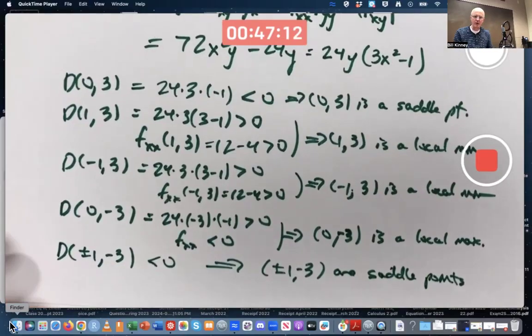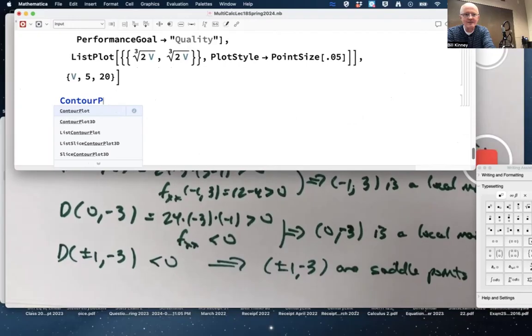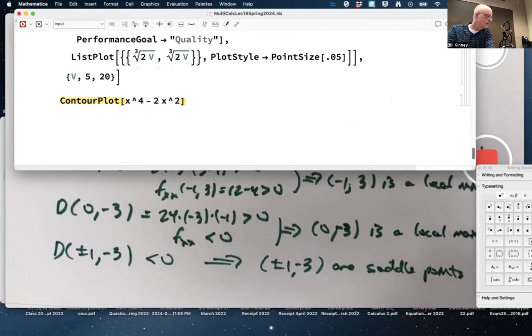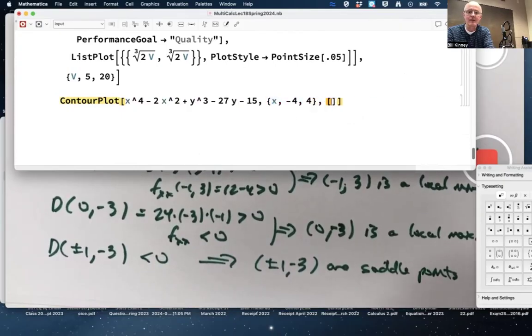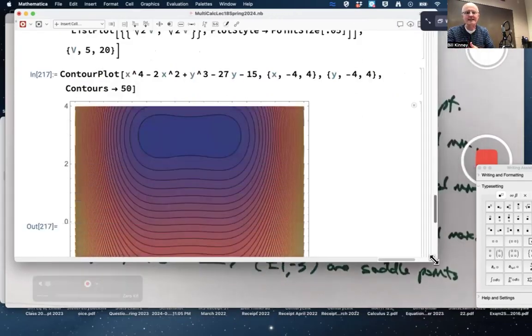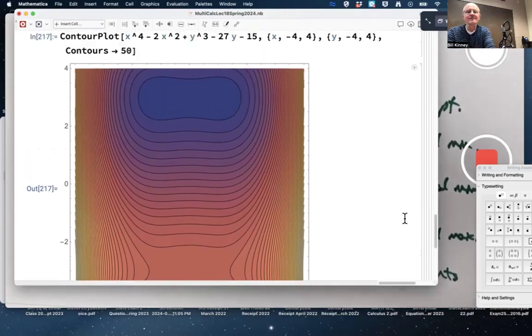Let's end class by seeing if we're right by a graph. Contour plot of this function. What's the function? X to the 4th minus 2x squared plus y cubed minus 27y minus 15. The minus 15 doesn't really make much of a difference for the locations of the maxes and mins. Does it seem like we're right? Hard to completely tell.